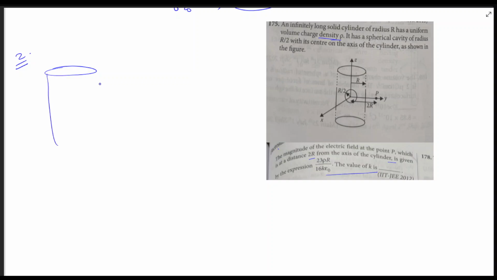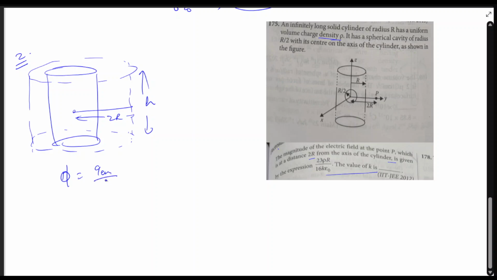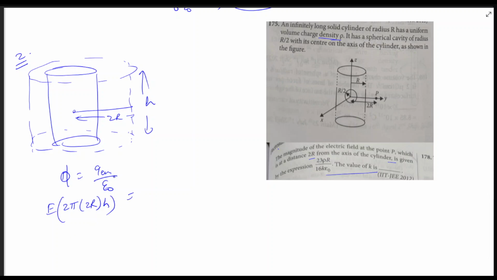Now here we have a cylinder. At a distance 2r, we'll make a Gaussian surface like this. Let's say it has a height h and radius of course 2r. So flux will be Q enclosed upon epsilon naught. Flux will be E times area, and the area will be the curved surface, so it will be 2 pi 2r into h. Now Q enclosed will be, we have to take this r, so it will be rho pi r square h.